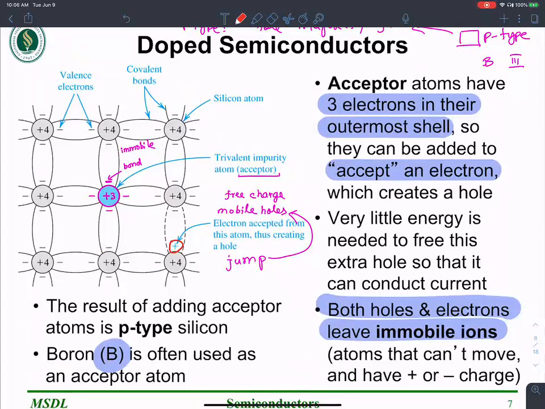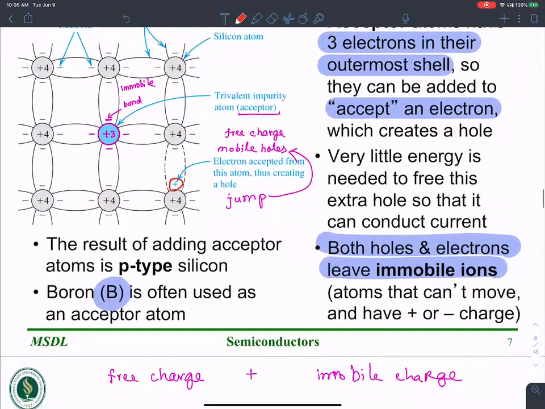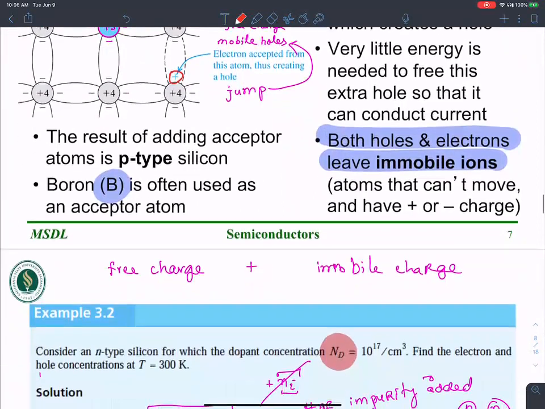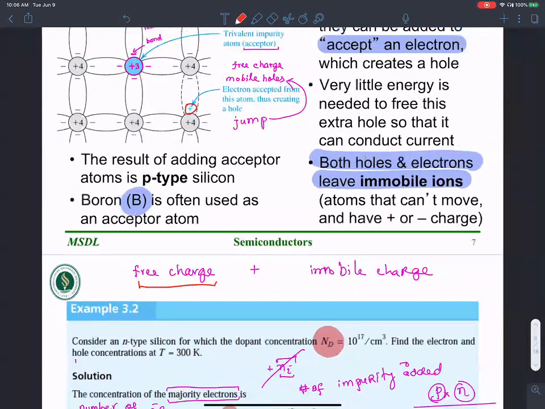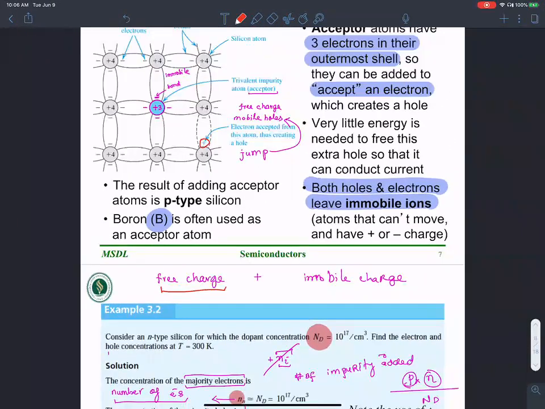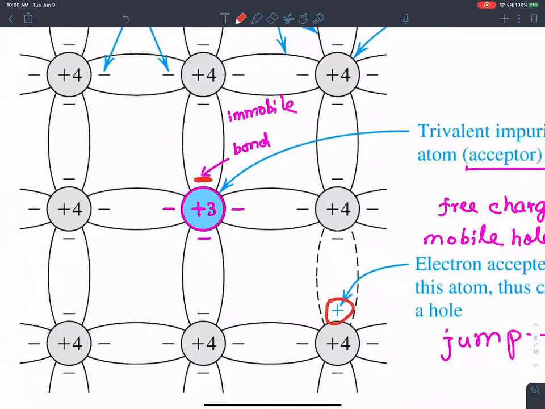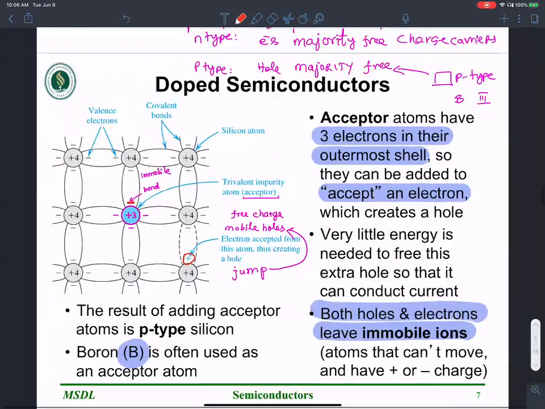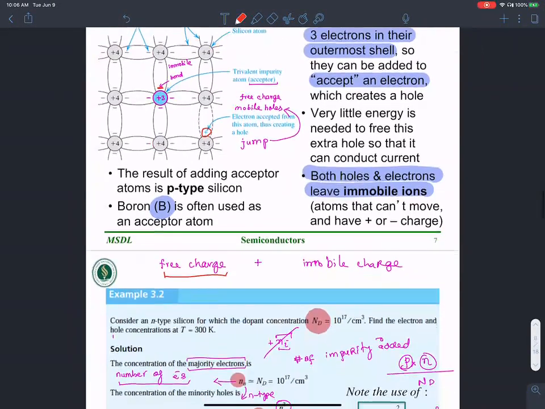Very little energy is needed to free the extra hole, so it can conduct current. So these free charge carriers, which are holes, can conduct. To summarize, the free charge carriers are holes in the p-type material, and the extra electron is the immobile charge, not carrier, but immobile charge. The net charge is 0.